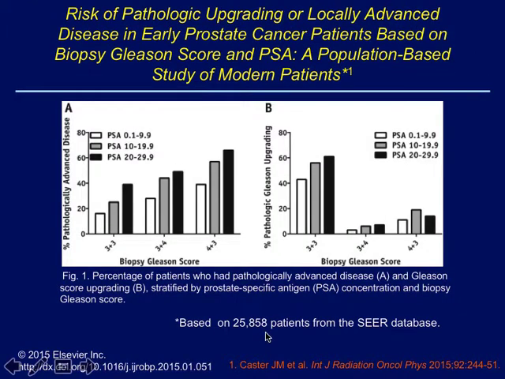And if you look at the SEER database, you see why still on those biopsies, Gleason's 3+3, a number of them are upgraded at the time of prostatectomy. And a number of them have advanced stage at the time of prostatectomy. So there's a certain amount of uncertainty with the biopsy.